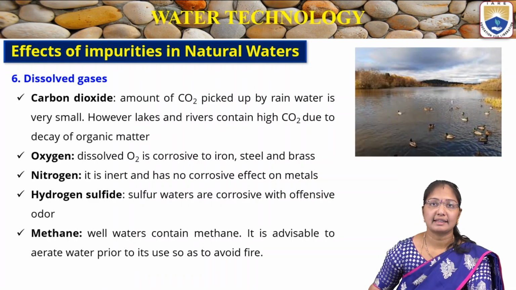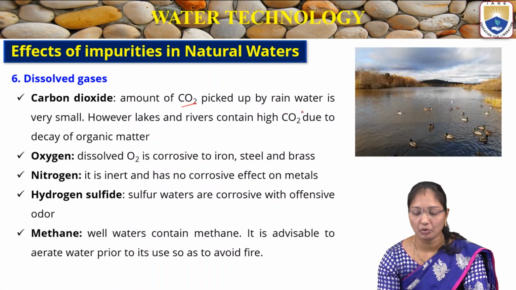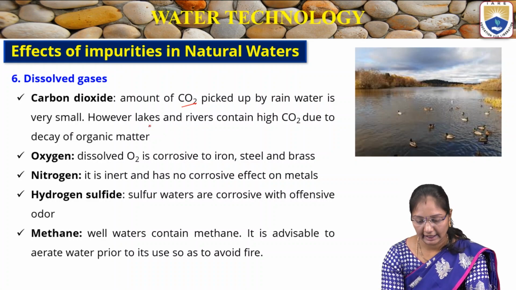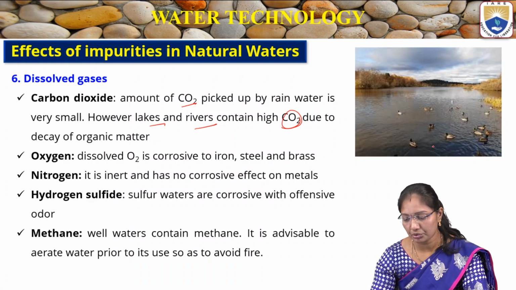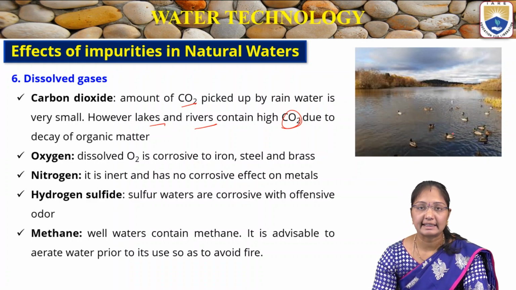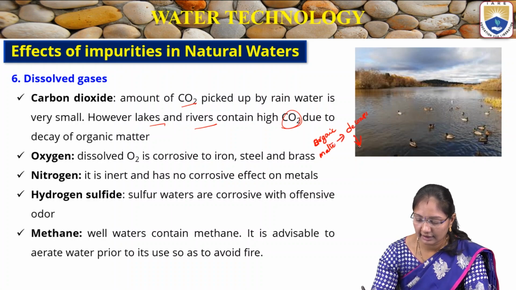So the next characteristic is dissolved gases. The amount of carbon dioxide picked up by rainwater is very small. However, lakes and rivers contain high carbon dioxide due to decay of organic matter. Due to the stagnant water or these animals, the organic matter gets decayed. This decomposition results in more carbon dioxide, which gets mixed with the water and gives more dissolved gases in water.